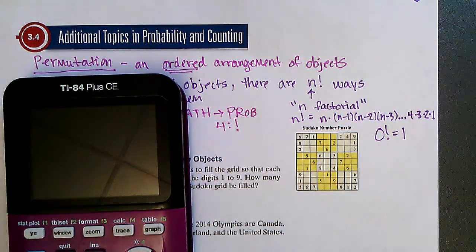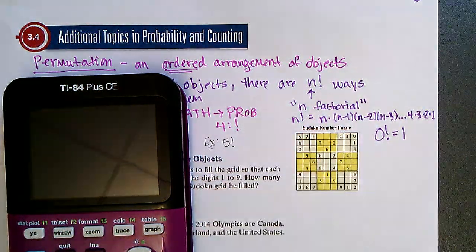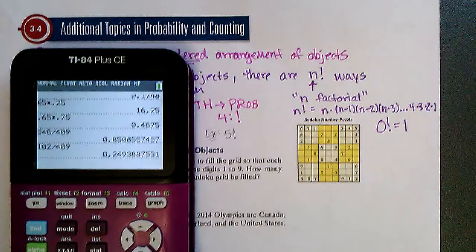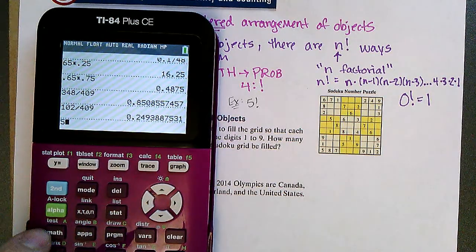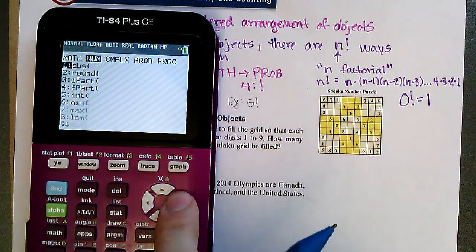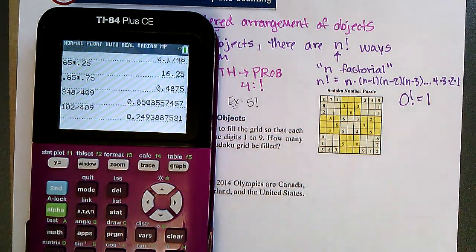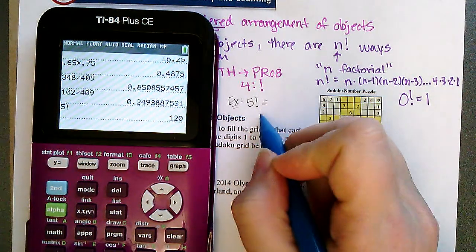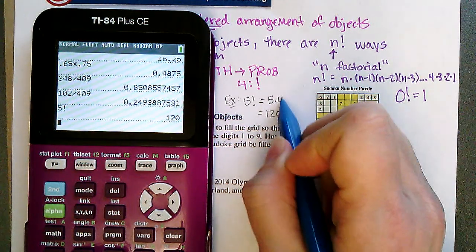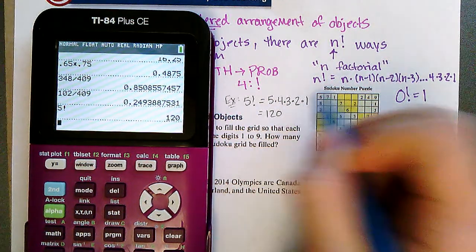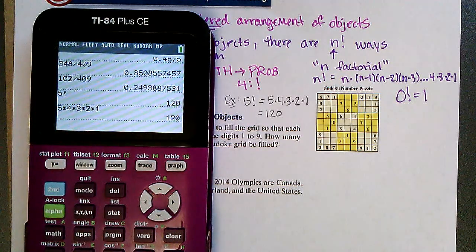So let's practice that a little bit. 5 factorial. If you go in your calculator, you need to put the 5 in there, and then the math menu, go over to probability, and then choice number 4 is that exclamation point, and that value is going to be 120. The way that it's calculated is by doing 5 times 4 times 3 times 2 times 1. You do that in your calculator, you also get 120.